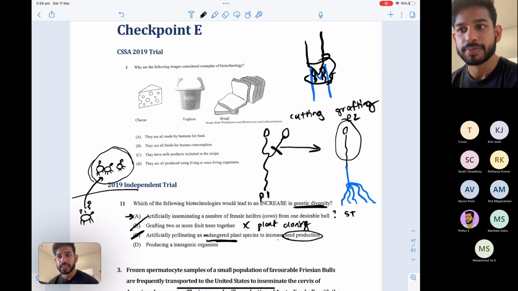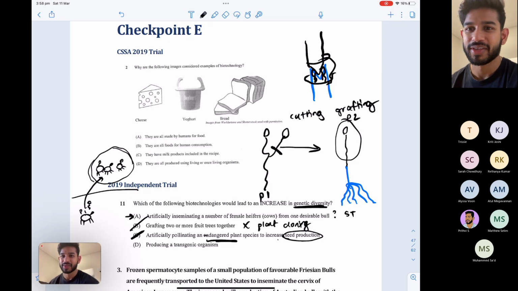What about option D? Producing a transgenic organism. Very short sentence, straight to the point. Alyssa, what do you think about D?